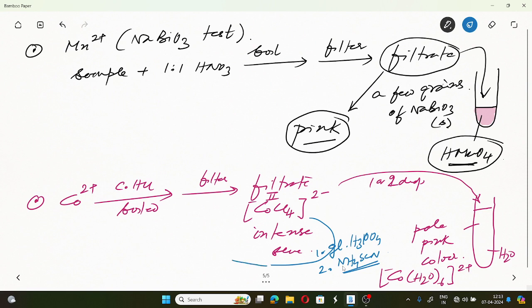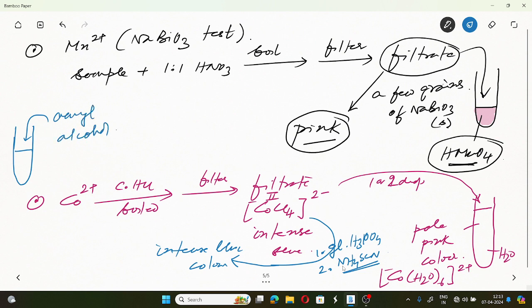So you will get a blue color, an intense blue color. Now if you get this intense blue color, to this solution you add amyl alcohol and shake it.